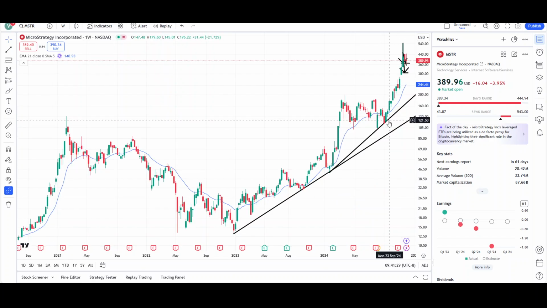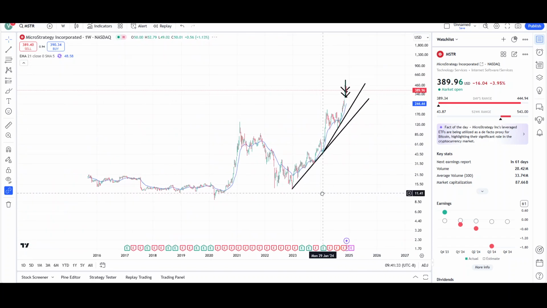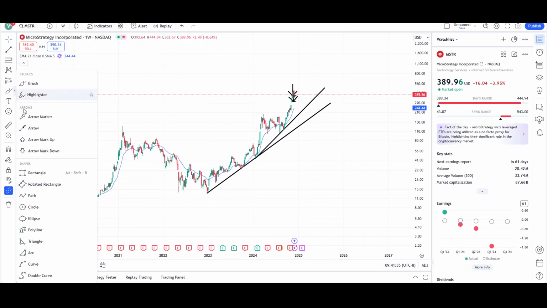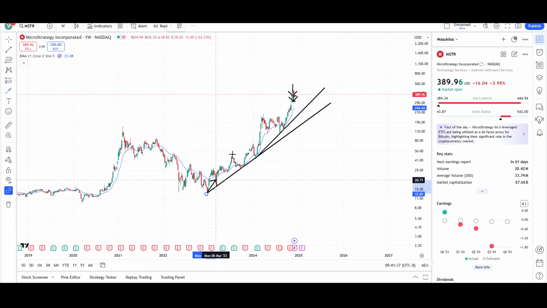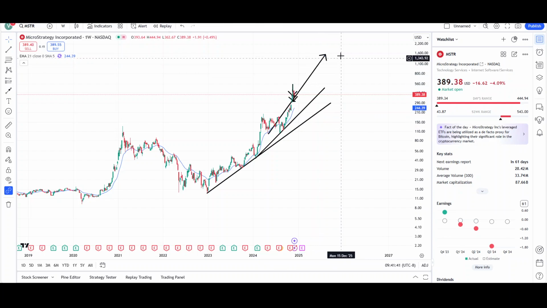Other things that people ask me about is when I expect the $1,500 price target for MicroStrategy that I got from this size impulse right here. This was the previous impulse. And if you extrapolate that into the future, that is targeting right around that $1,500 level, the 1550, somewhere between the $1,500 level and the $1,600 level.